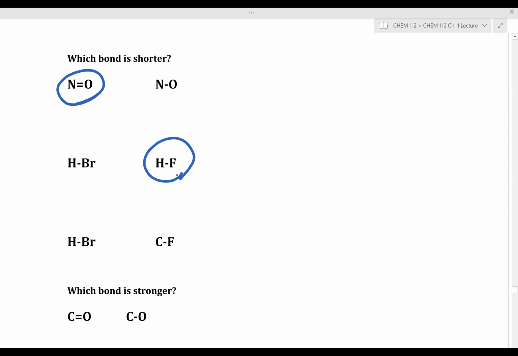Okay. Now in this third example, we have to consider not only bond polarity, but atomic radius. So if we compare bromine versus fluorine, is bromine substantially larger than fluorine? Yeah. So then, which of these two bonds will be shorter? The one involving the smaller fluorine or the larger bromine? Smaller fluorine.